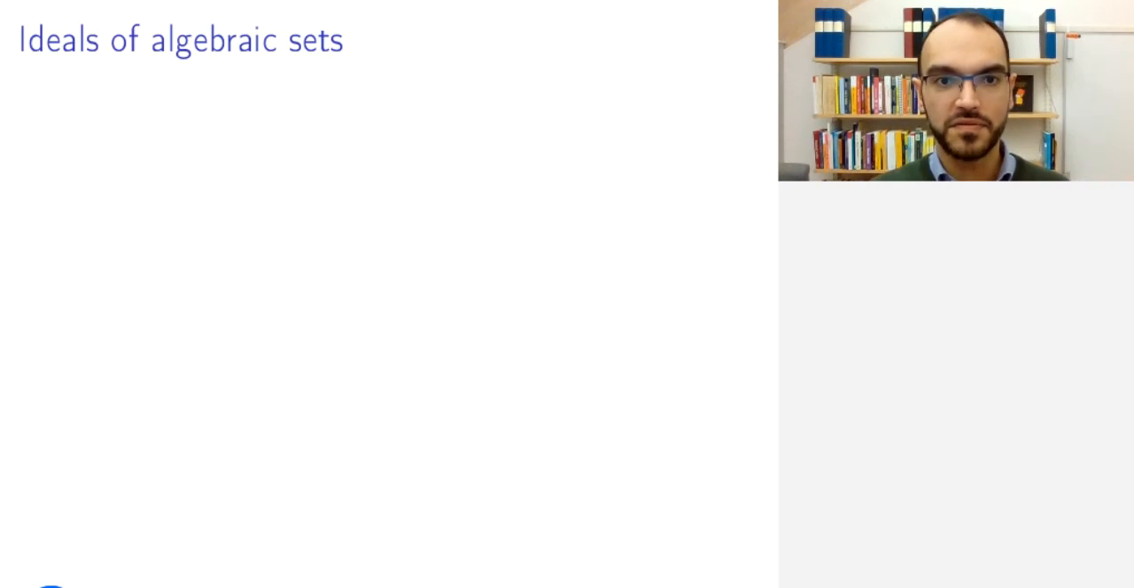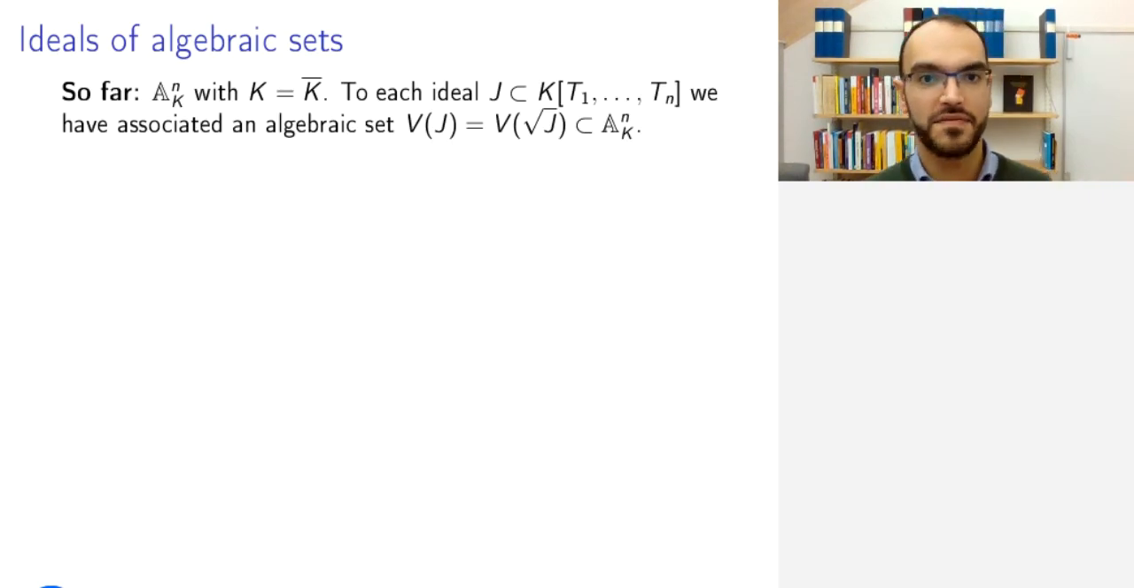So remember that so far we have been studying affine space over an algebraically closed field, and to each ideal of polynomials we've associated an algebraic set of all points where the polynomials in this ideal vanish, the vanishing set of this ideal. So we've concluded that you can always take this to be an ideal, even if you want to study the vanishing set of an arbitrary set of functions, set of polynomials.